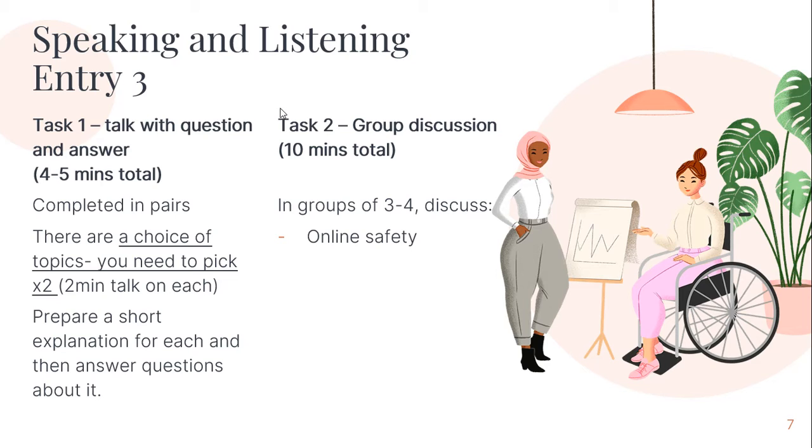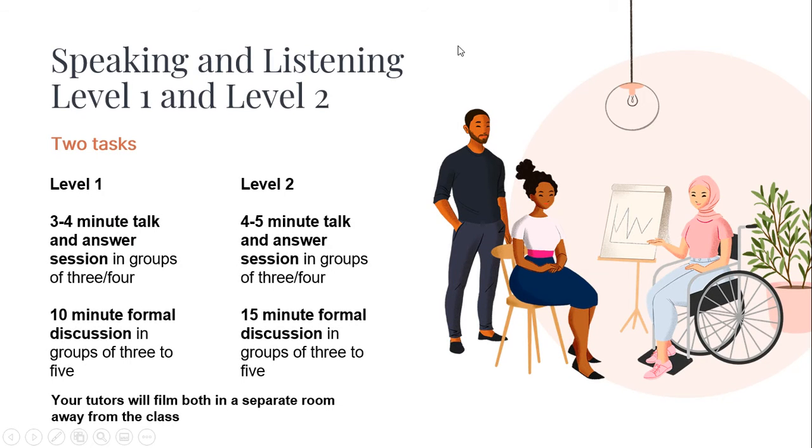The second task at entry 3 is a group discussion, and there will be around 3 to 4 of you in your group, and your topic is online safety. At level 1 and level 2, you're going to see some similarities here, guys. At level 1, your first task is a talk for around 3 to 4 minutes on one topic. Your second task at level 1 is a 10-minute formal group discussion between 3 to 5 people, and your topic is online safety.